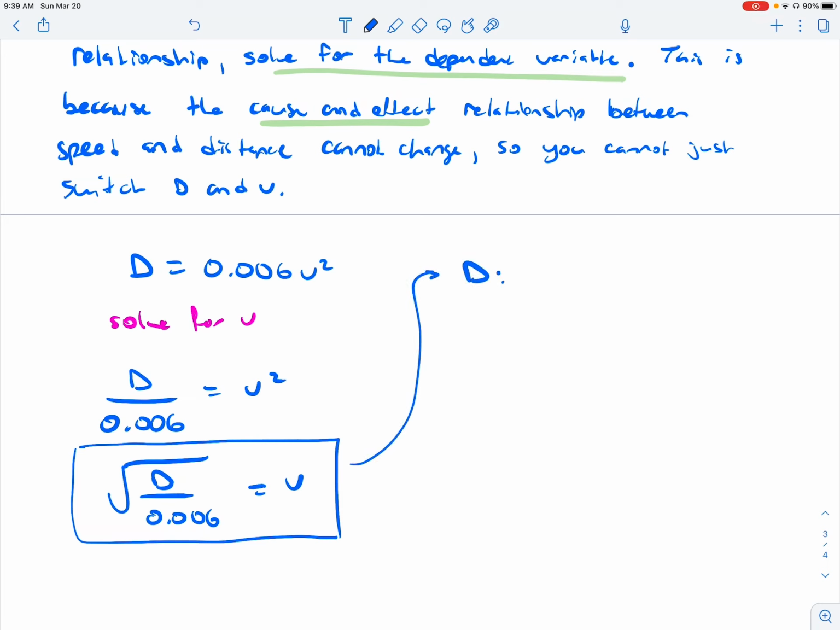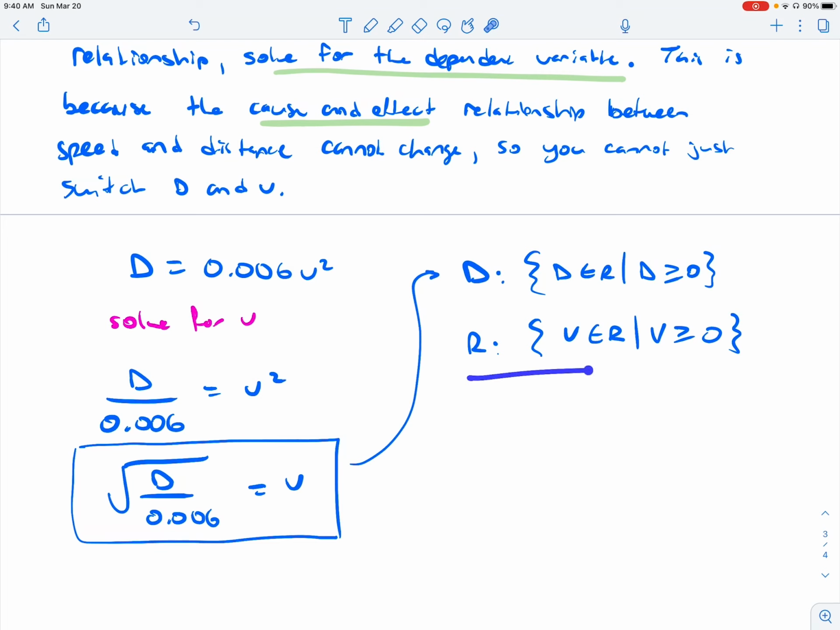We also need to find the domain and range. For the domain, D is an element of R, and we only want positive values, so the domain should be greater than or equal to 0. Looking inside this equation, I want this to always be positive. Then the range is going to be the speed. Speed is an element of R, and we also only want positive values for that. That's why, when we set up this domain and range, we're restricting this equation to only have the positive values, not any of the negative ones.